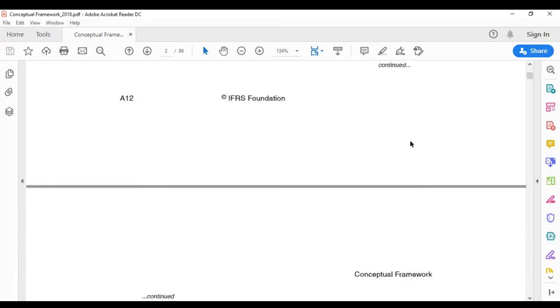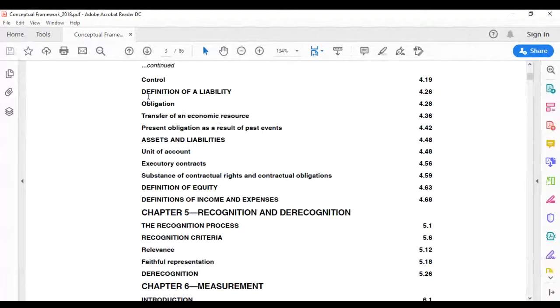We will discuss that when we get to it. We will discuss the definition of a liability. So that's all part of Chapter 4. We're going to discuss various aspects of those definitions. We're going to look at equity. Equity, what is meant by equity, how is it defined, and then also income, and then lastly expenses.